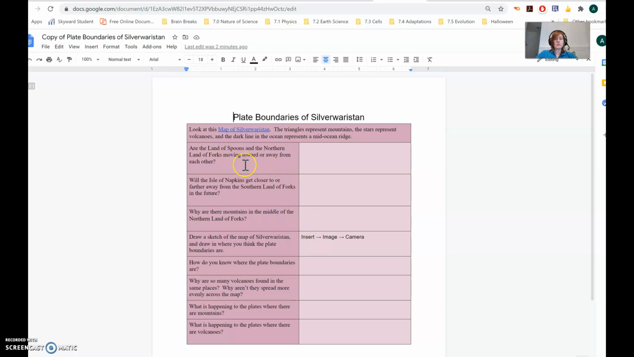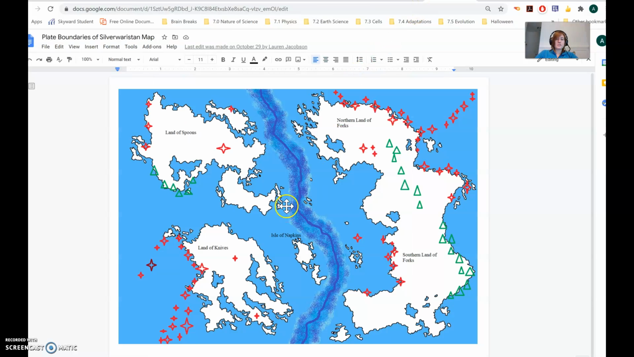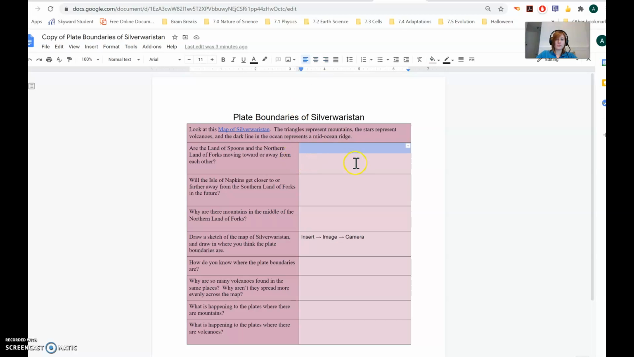Are the land of spoons and the northern land of forks moving toward or away from each other? Let's find those places. The land of spoons is over here, and the northern land of forks is right here. Well, we can see that in between them is a mid-ocean ridge. We know that mid-ocean ridges form at a divergent boundary, when two plates are pulling apart from each other. Magma comes up and fills the empty space, cools when it hits the cold ocean water, and it forms new crust. But these two places would be pulling apart from each other. So let's go ahead and type that for number 1.